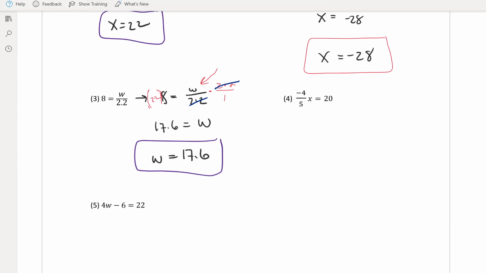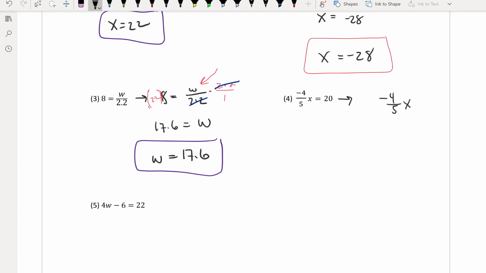So the same sort of thing is going to happen with number 4. I'm just going to go ahead and rewrite it to give myself more room. So I have negative 4/5 x is equal to 20. So that means since I want to get the x isolated by itself, then I need to multiply and get rid of that fraction. They might be thinking, wait, it's multiplication between it. Well, to get rid of a fraction, you can always multiply it by its reciprocal.